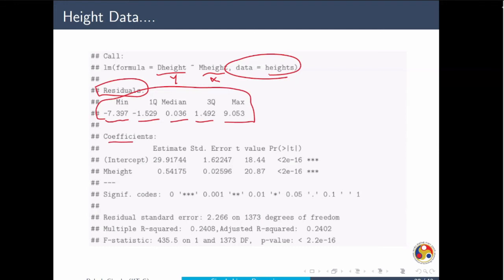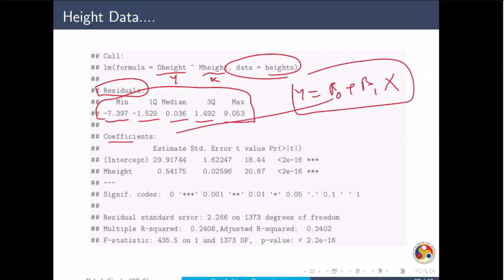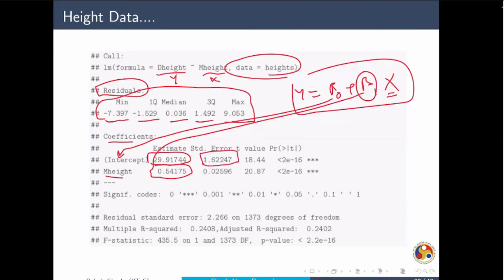The model is Y equal to beta naught plus beta 1 X. So this is my model. This is the intercept here, and the estimated intercept is 29.91, and this is the beta 1 here, which is the M height. So this is my X, M height. The coefficient of this one is beta 1, it is 0.54. And the corresponding standard errors, we have the formula, are calculated at 1.6 here, and this is 0.02.